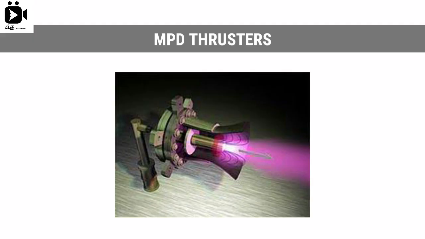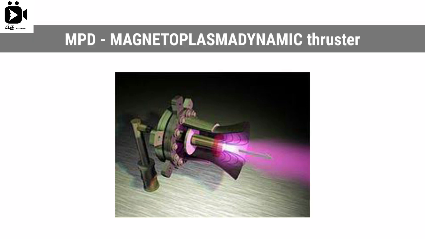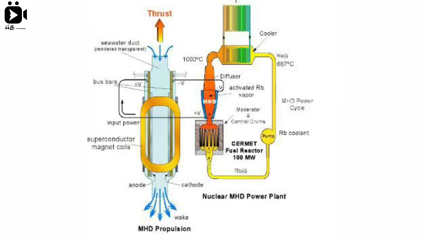Before going to see about the VASIMR engine, we are going to see about the MPD thruster. MPD expansion is magnetoplasmadynamic thruster. An MPD thruster is a form of electrically powered spacecraft propulsion. It uses Lorentz force to generate thrust.